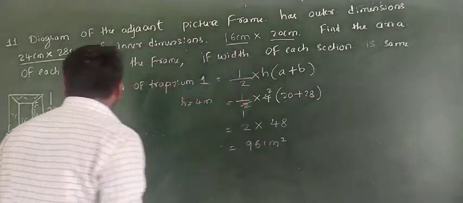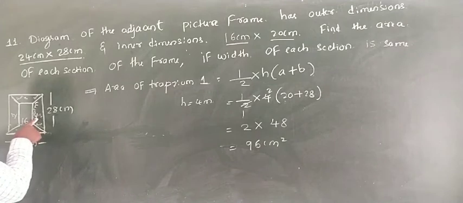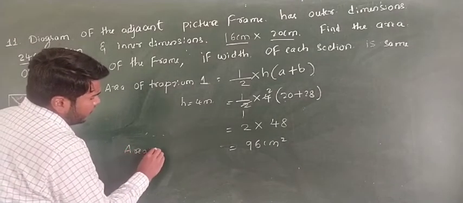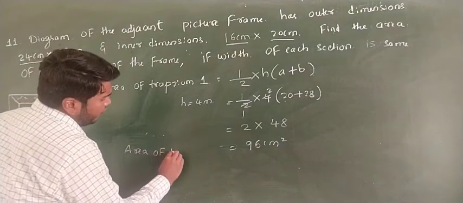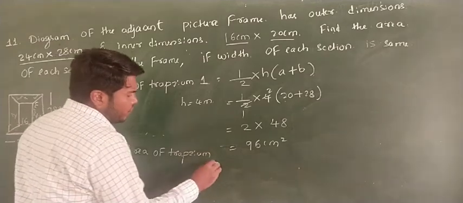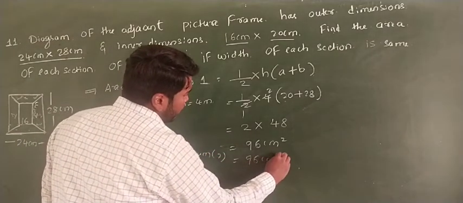Again, if you go for the area of trapezium 2, the area of trapezium 2 is also the same. Again the same values you need to put. So the area of trapezium 2 is equal to the same, that is 96 centimeter square.